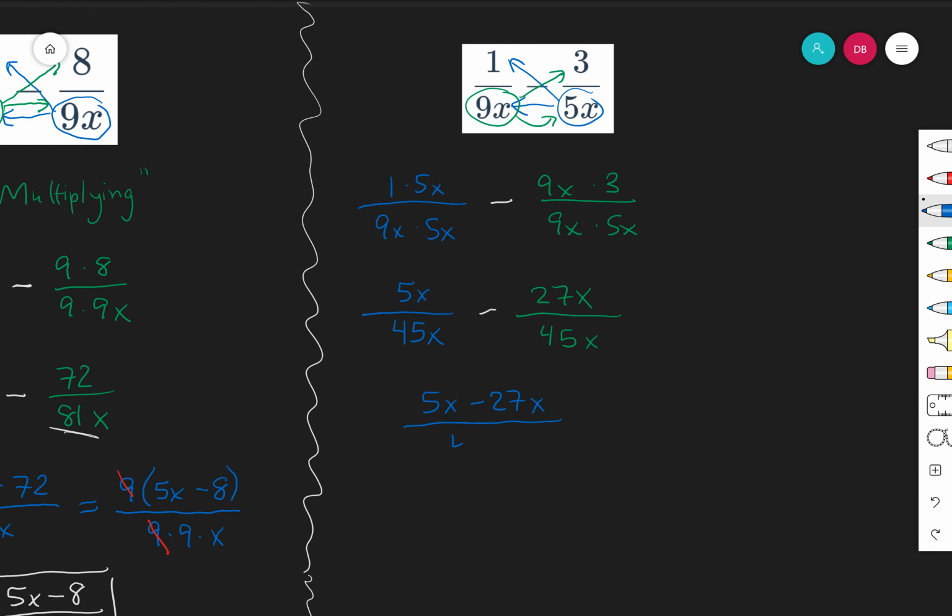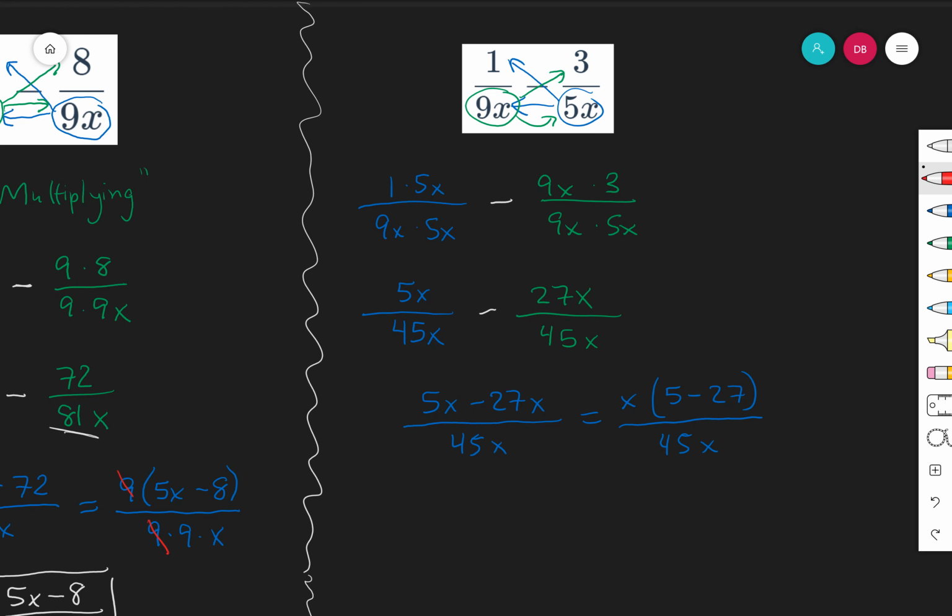Okay, so now, again, I need to see if I can simplify. 5 and 45 definitely share a common factor of 5, but 27 doesn't. 27 and 45 both share a factor of 9, but 5 doesn't. You could go through and list all the factors of these, but they don't share any factors. But what they do share is an x. All three have an x. So I'm going to pull out an x on the top. I have 5 minus 27. And on the bottom, it's going to be 45x still. Now I can cancel out the x's.